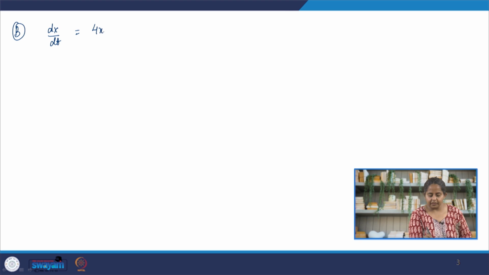The second example looks like a very simple quadratic equation, 4x squared minus 16. The first step is to find the fixed point. How are you going to do it? dx by dt equal to 0. Now in this case, you can use the basic algebra that you learn in school.